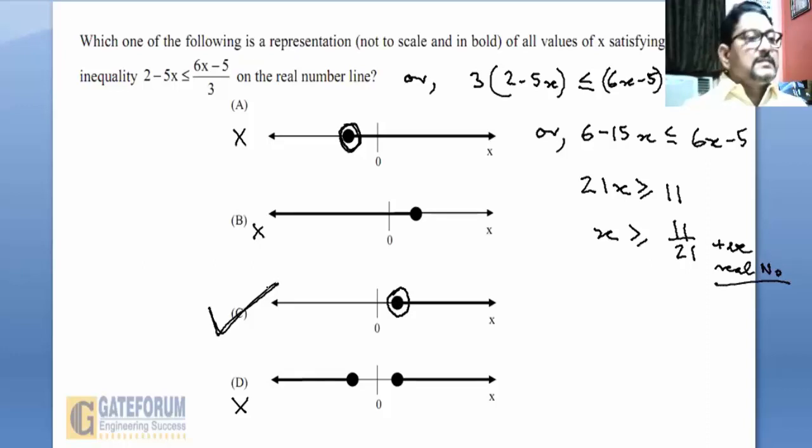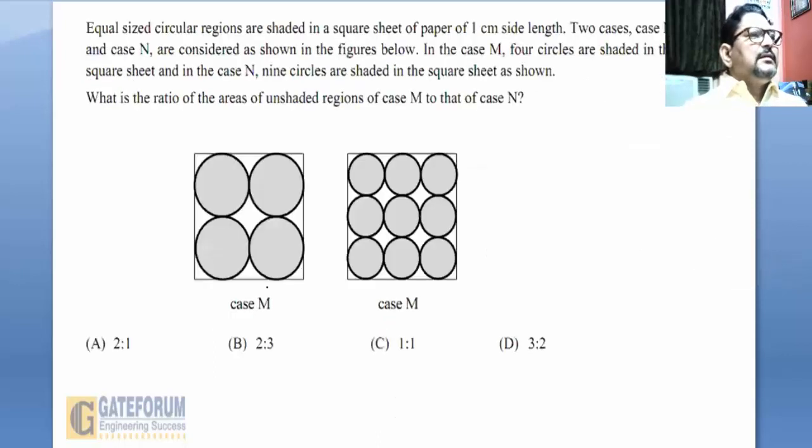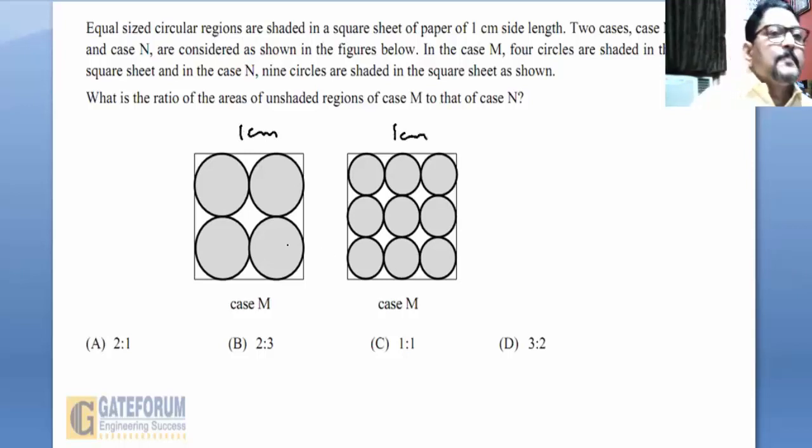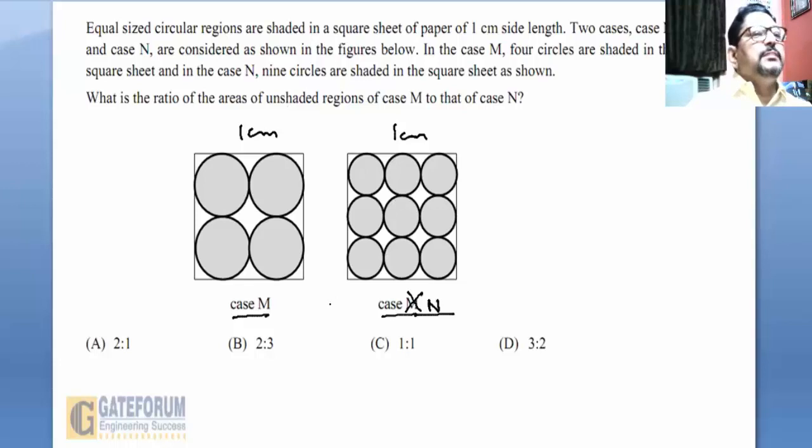Let us go on to the next. This is a simple one. Next. Equal sized circular regions are shaded in a square sheet of paper of 1 centimeter side length. So this is also 1 centimeter, this is also 1 centimeter, and they are both squares. Two cases, case M and case N, are considered as shown in the figures below.